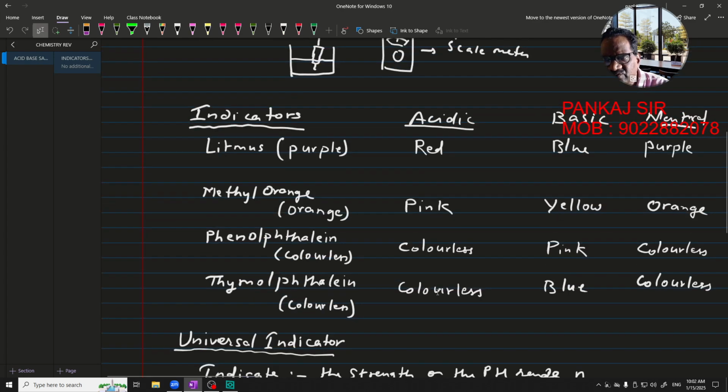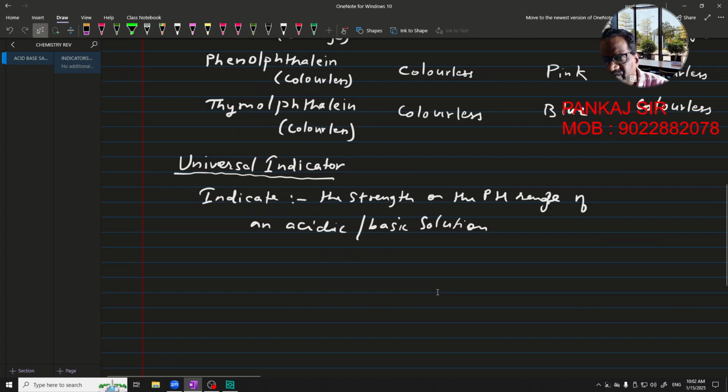So depending on the pH range, the strength of the acid or alkaline solution can be determined. So that is what it does. And it can be used for determining the strength of an acidic or an alkaline solution.